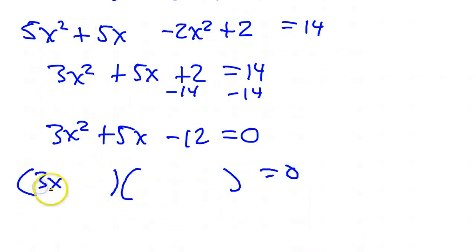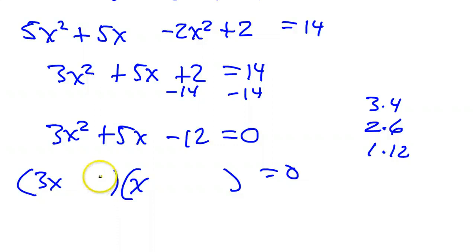3x squared is going to factor only as 3x and x. Now 12 can either be 3 times 4 or 2 times 6 or 1 times 12. I'll try the 3 and the 4 first, but I won't put the 3 here because that would make a common factor, and that's not going to happen. All right, if there's no common factor in the previous step, there won't be a common factor now. So I'll go straight to trying 4 times 3 like this.